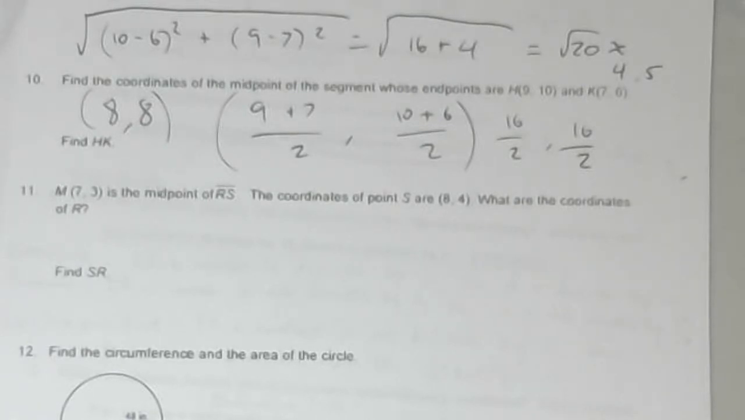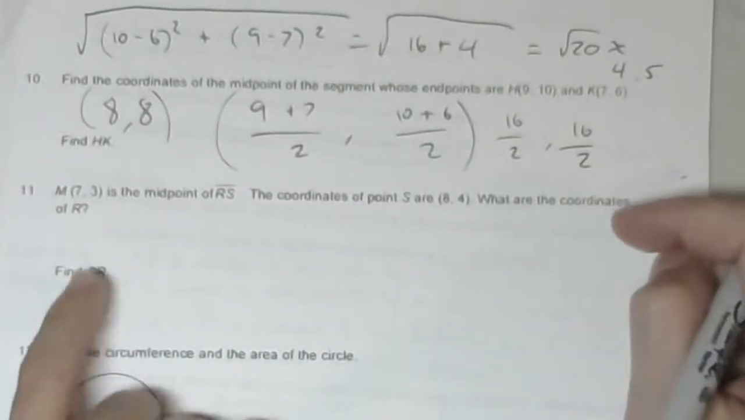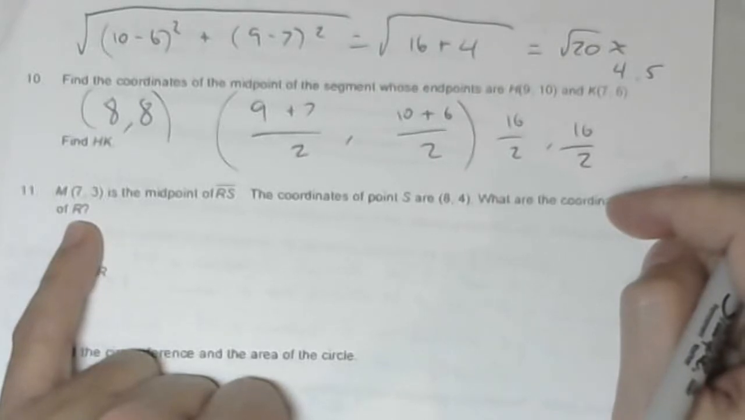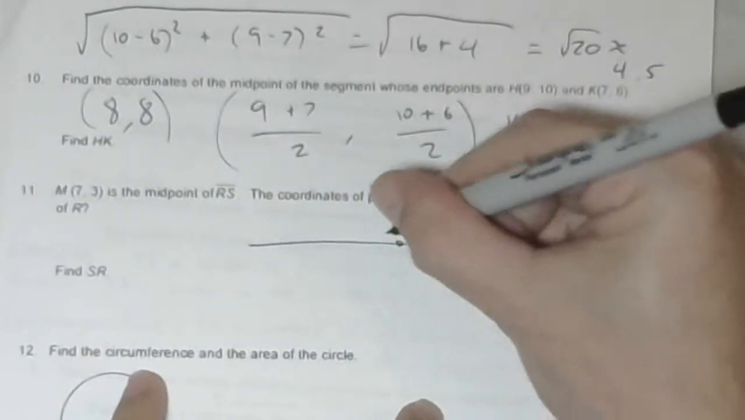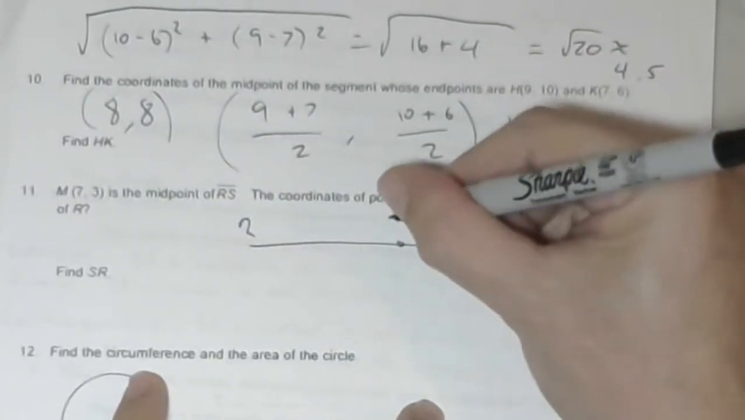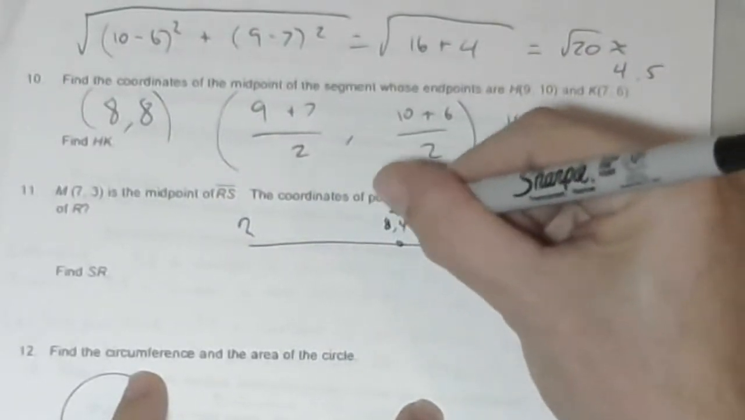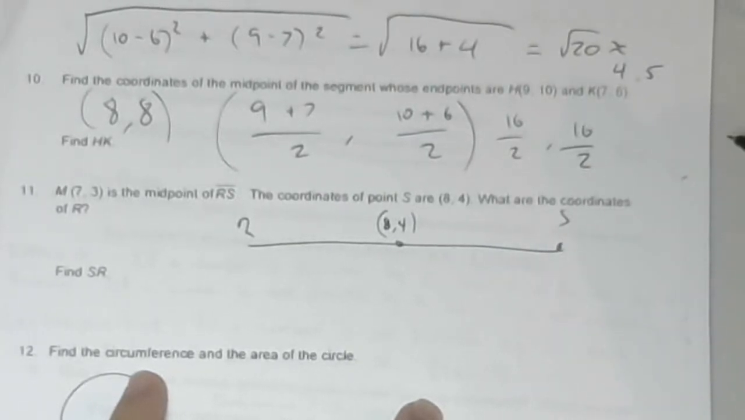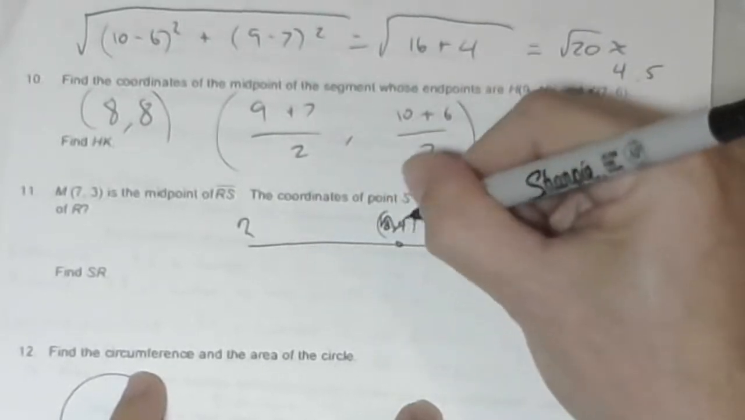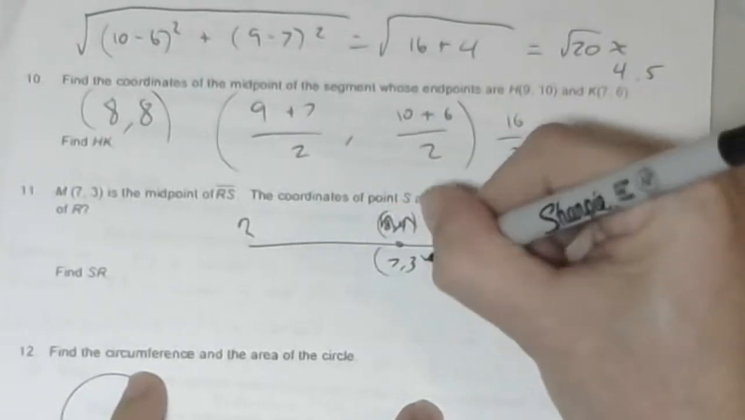Okay, I'm going to do one more in part 1. M is the midpoint of RS. The coordinates of point S are 8, 4. This is not a number line. I'm sorry, this is not a number line. I'm just trying to visualize it. What are the coordinates of R? So this would really be sort of 7, 3. It doesn't work this way.